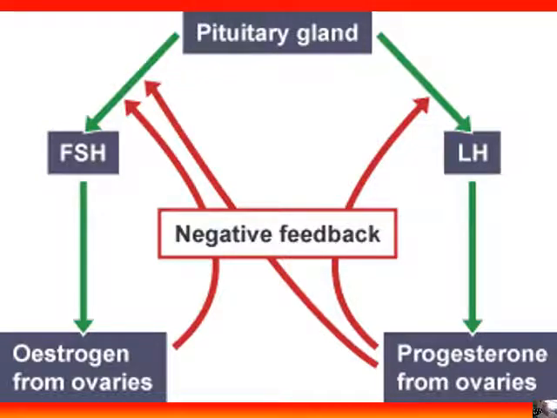That causes a follicle. The follicle produces estrogen. Estrogen stimulates the pituitary gland to produce luteinizing hormone, which causes ovulation. The leftover follicle now becomes a corpus luteum that produces progesterone, and that progesterone causes a negative feedback on FSH and LH, as well as estrogen causing a negative feedback on the FSH as well.